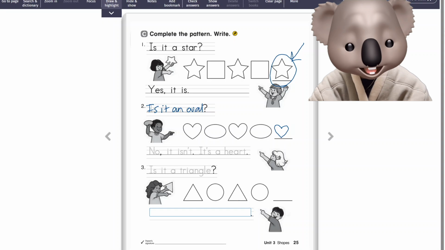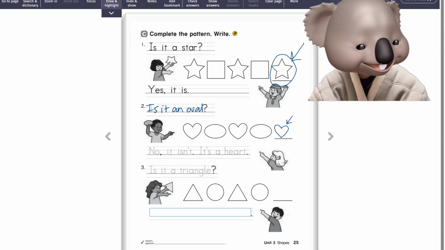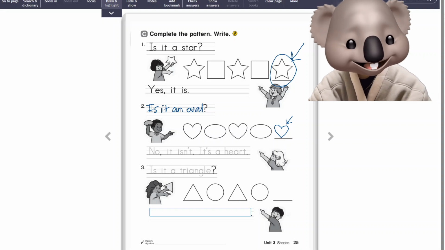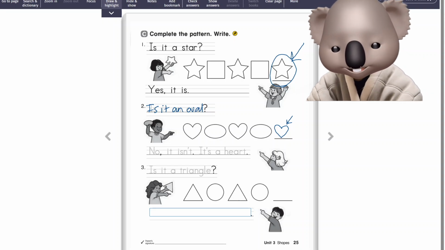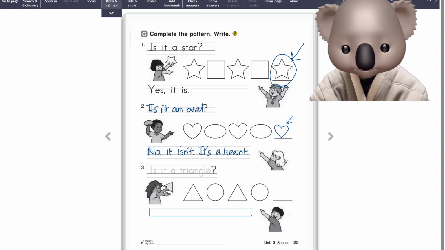So the question asked, is it an oval? 이게 oval인가요? No, it isn't. It's a heart. Let's trace. And last, number 3. Is it a triangle? Let's trace.